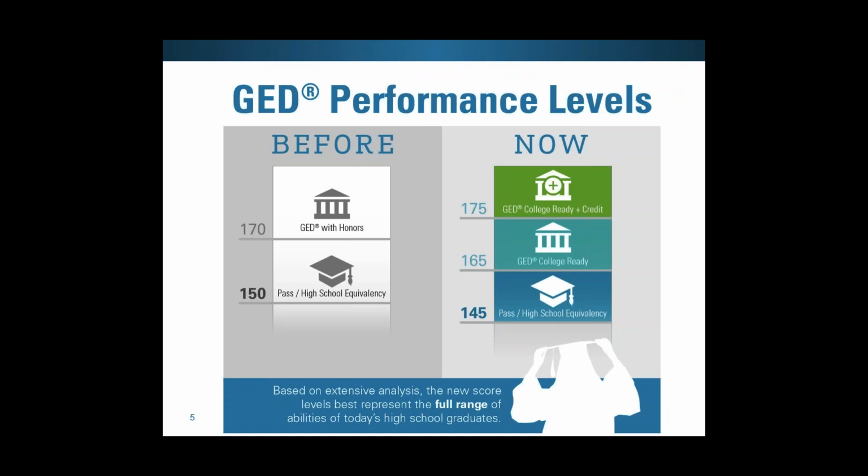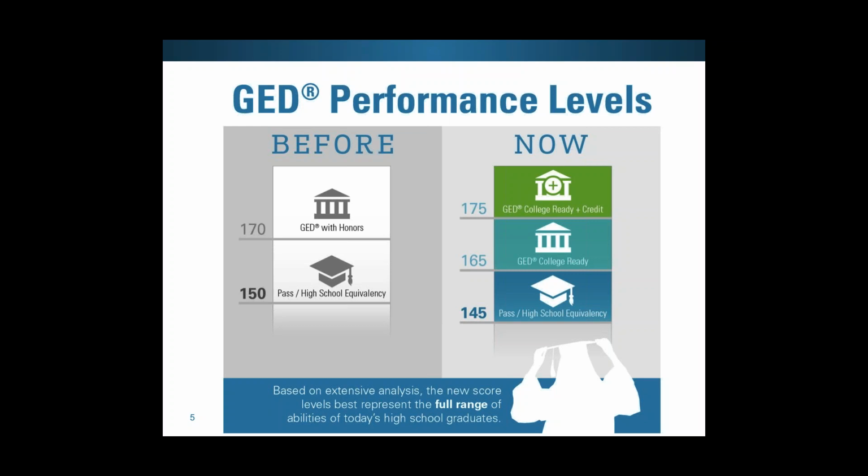Now, if you look over at the right, you'll see the 3 performance levels that we're now recommending for the GED test. And the first one you'll notice is the passing standard set at 145 instead of 150. The second level, GED College Ready at 165. This in essence replaces GED with honors now that we have performance level data, other research, and credit recommendations, which I'll talk about here in just a minute, at the 165 level.